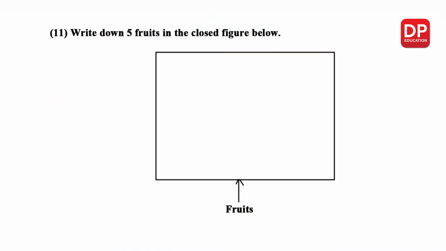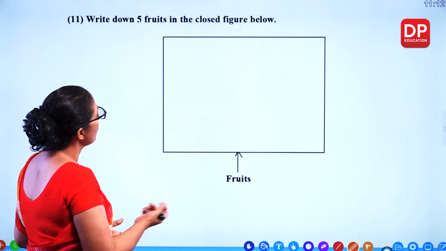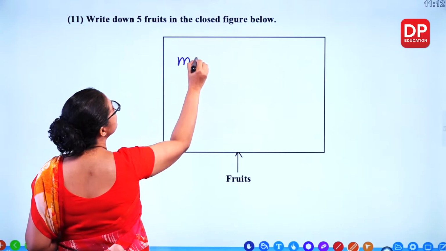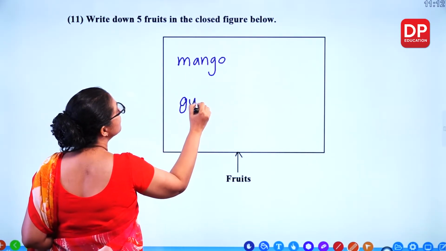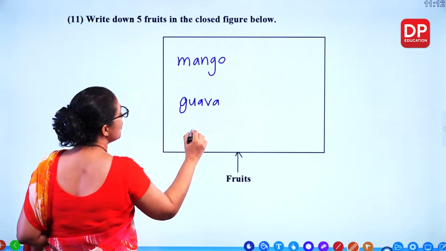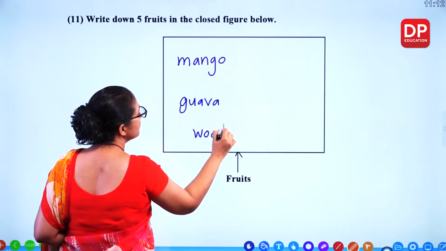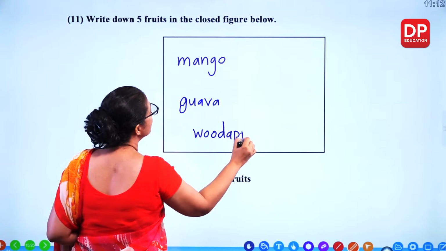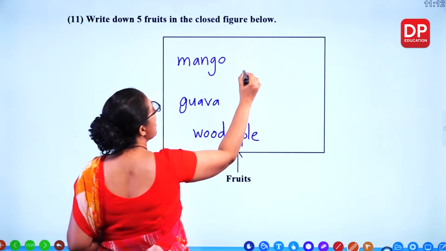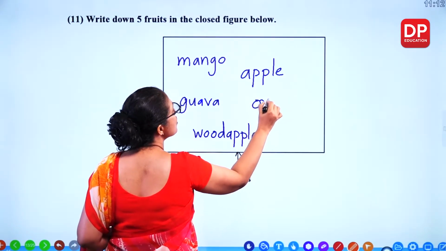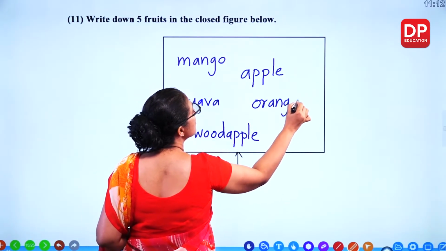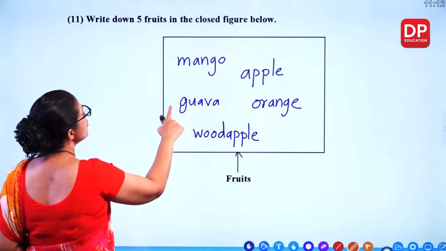Write down 5 fruits in the closed figure below. Mango, guava, wood apple, apple, orange. So 5 fruits, 1, 2, 3, 4, 5.